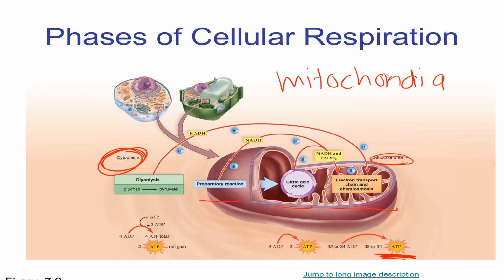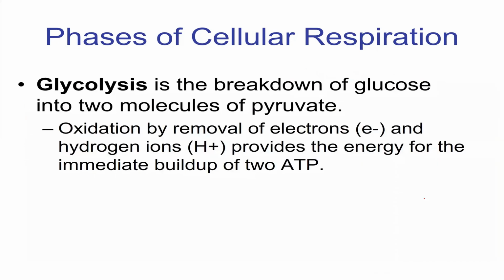We said overall that there are 36 to 38 ATP that are made. It's not all at once. We have 2 ATP that are going to be made in glycolysis, 2 that are going to be made in the citric acid cycle, and then 32 to 34 are going to be made in the electron transport chain, for a total of 36 to 38. So know that all the ATP is not made just at once. It's mainly made in the electron transport chain, but it's not specifically there.